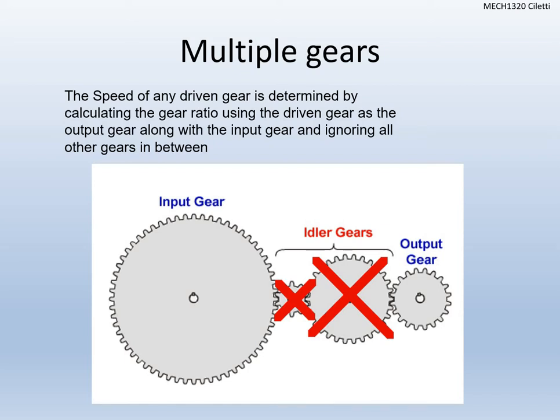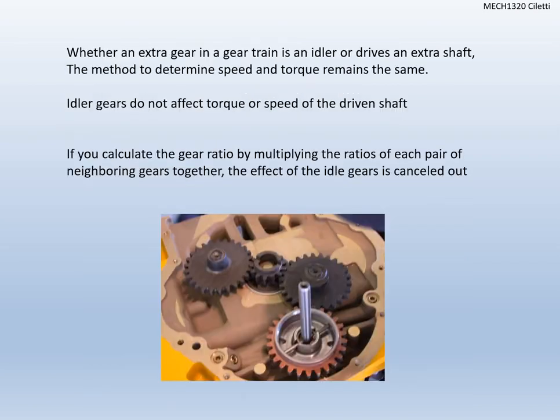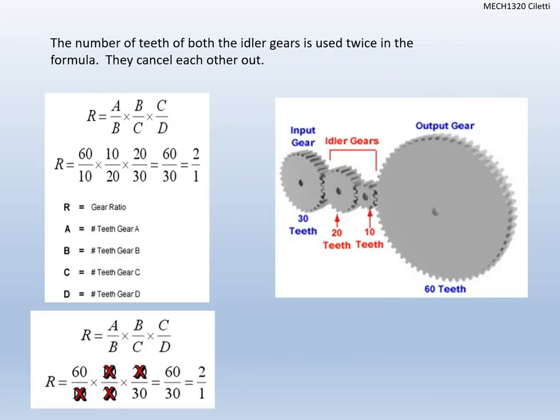We talked about it a little bit in the last lecture, how idler gears really do not affect the system whatsoever. They are there to change the direction of the gear, not impact the overall gear ratio to transmit speed and torque. So whether it's an idler or a drive with extra shaft, the method to determine the speed and torque is going to be the same. We're going to go through multiple examples here. But just remember, idler gears do not affect the torque or the speed in the system. They cancel out. So we can see that in this example here.